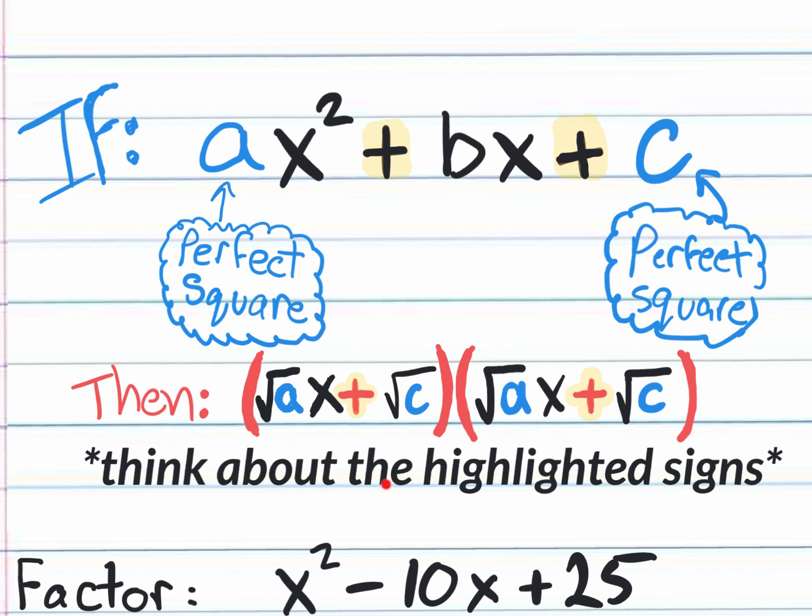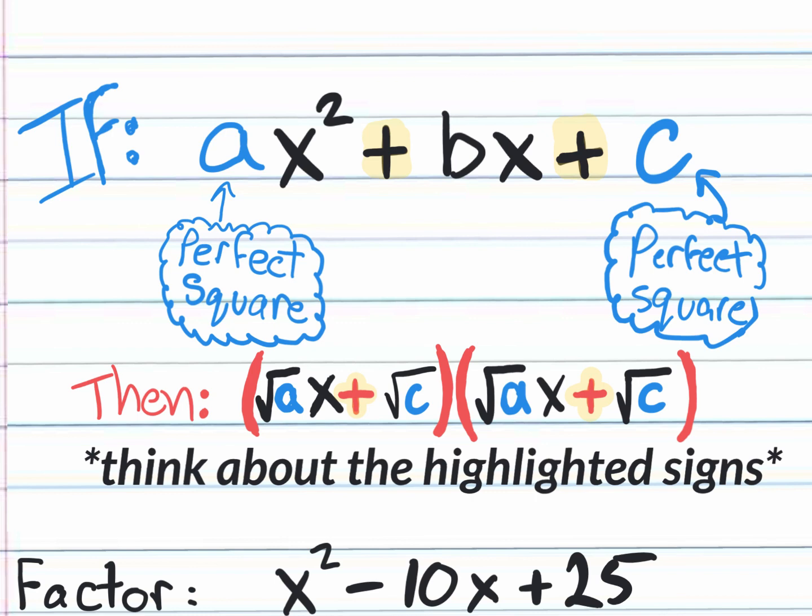And of course it says think about the highlighted signs, right? So if your c value is positive over here, then they're both going to have to be positives or maybe both negatives depending on that middle sign. And of course, it might sound confusing right now, but the more you practice it, the easier it gets.